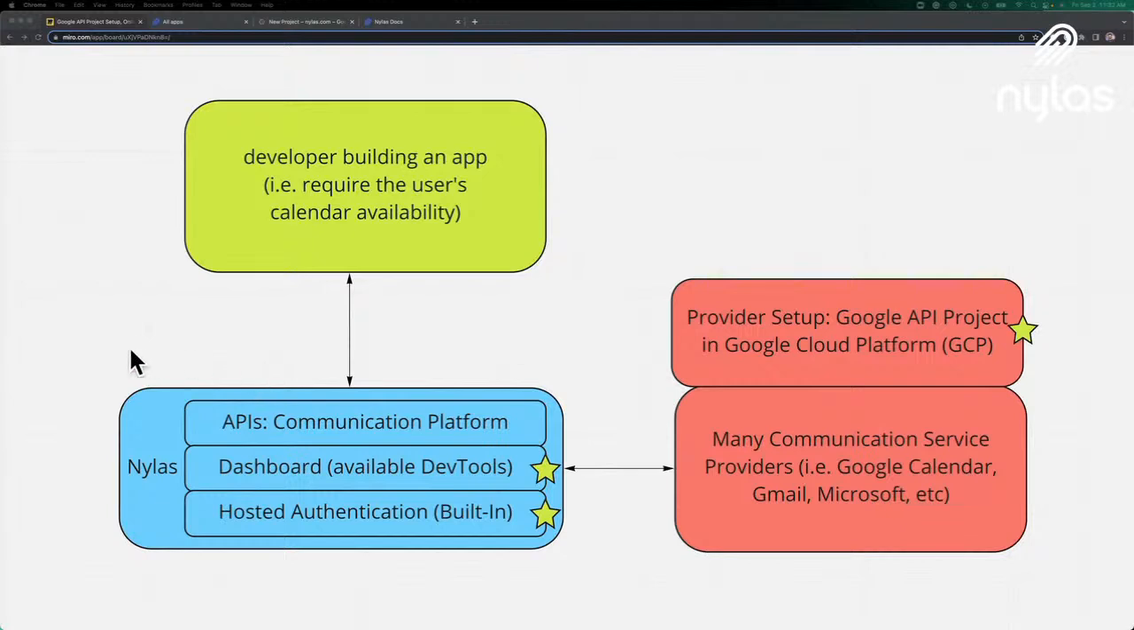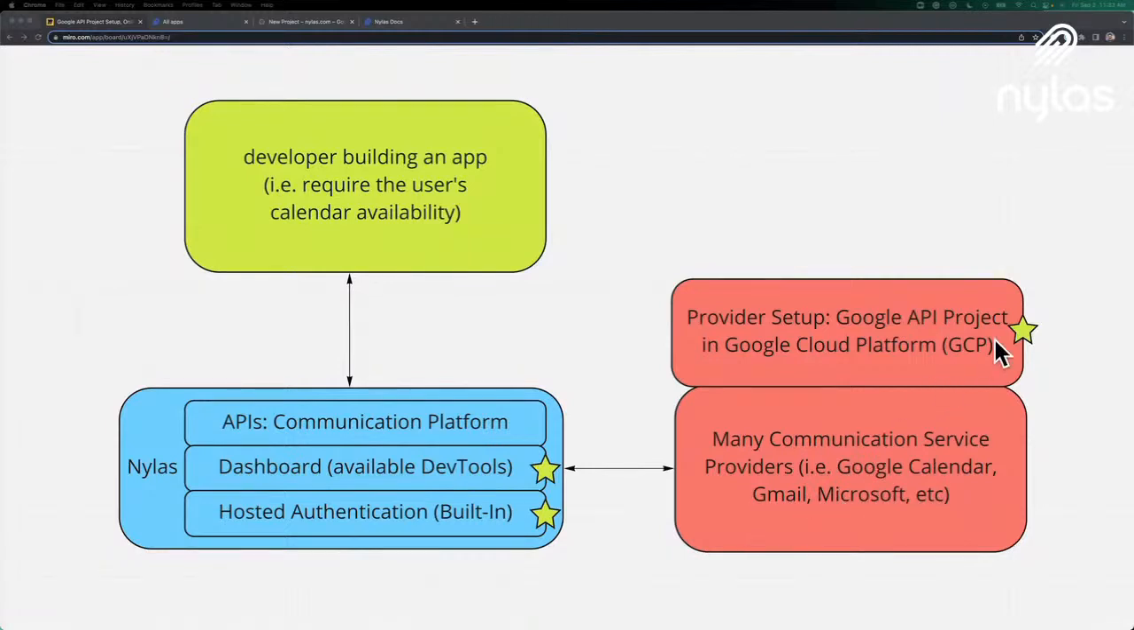So here we are going to use the Nylas platform, and we're going to use two parts of it. We're going to use the dashboard, and as well, we're going to use authentication. We're going to use the Google project as our example. Using the Nylas platform, you can connect with many different communication service providers. A good example are Google Calendar, Gmail, Microsoft, and many, many more.